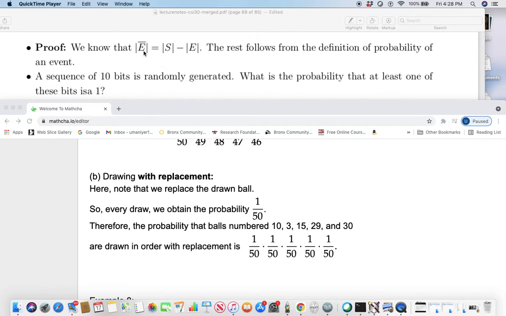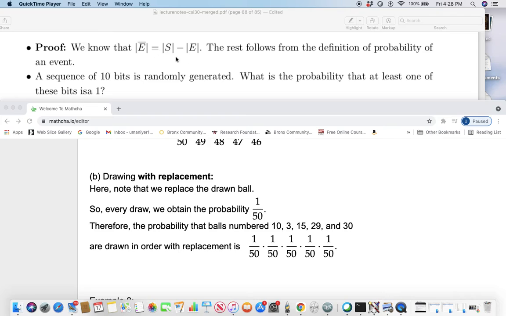Well, this is straightforward. The cardinality of E complement is the cardinality of the entire set S minus the cardinality of E. Now you simply divide by the cardinality of S. That gives you the probability of E complement. This will be 1 minus the probability of E.